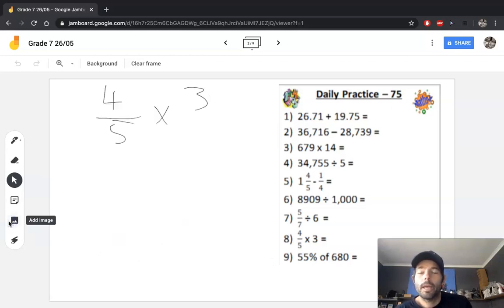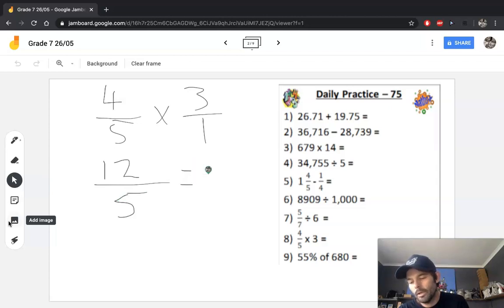Question 8 is the multiplication of a fraction. Okay, so 4/5 times 3. We can put 3 over 1. So we've just got our 2 fractions. And then it's a case of multiplying the numerators. 4 times 3 is 12. And multiplying the denominators. 5 times 1 is 5. And if you needed to convert that into a mixed numeral, that's 2 and 2/5.